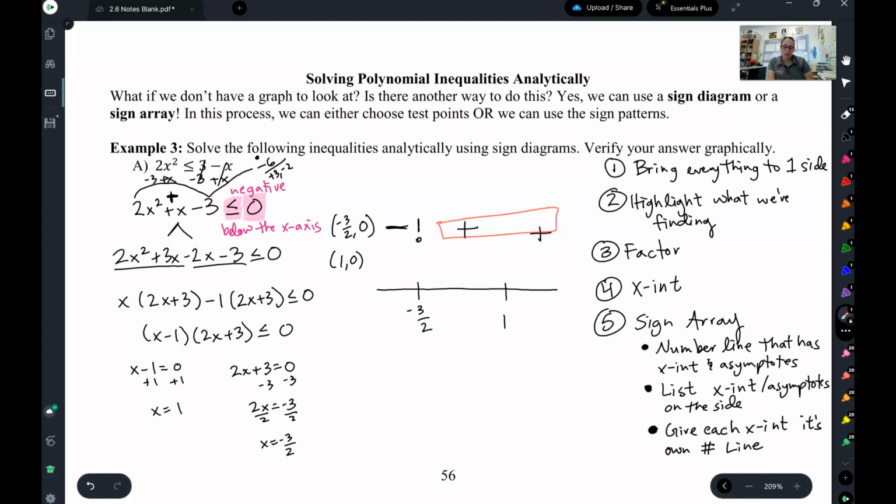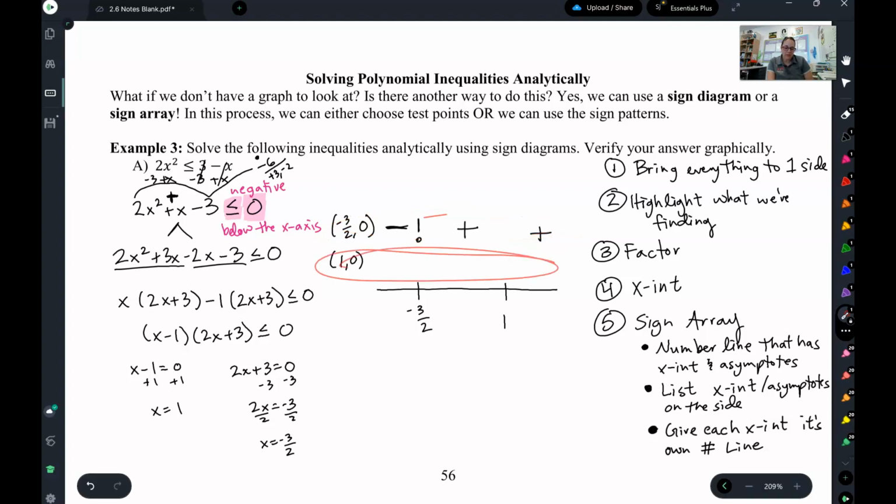If I pick those numbers on the right side and I plug them into here, they're going to be positive answers. So if I take 0 on the right, 2 times 0 plus 3 is positive. So that's why these get positives. If I pick negative 2 to the left, 2 times negative 2 plus 3 is negative 1. That's a negative answer. So that's how this gets its own number line.